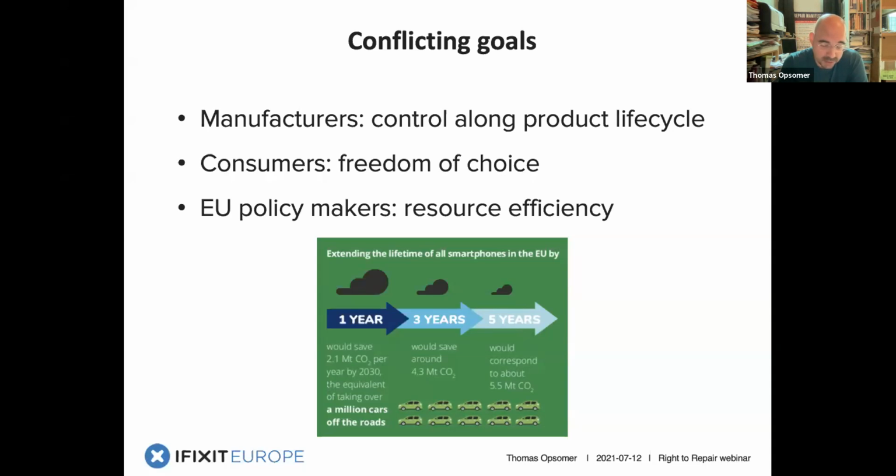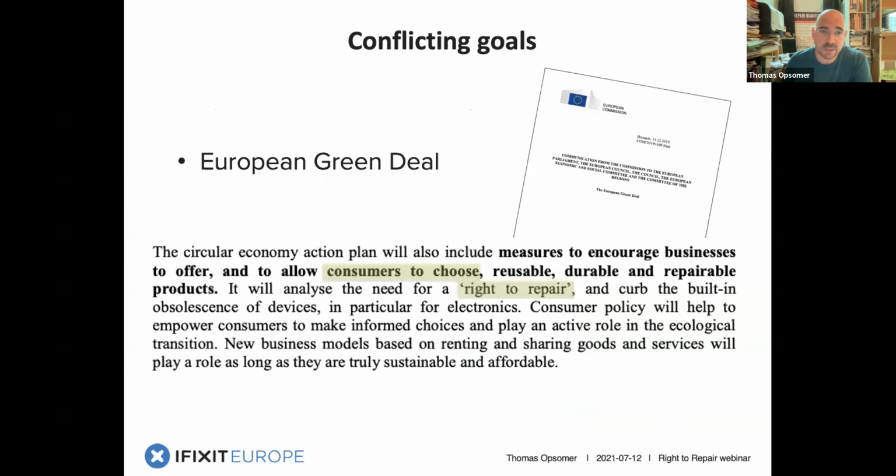And then society at large, I would say, represented here by the EU policymakers, has a definite interest in alleviating climate change, so reducing the footprint of all of these products. It has been stated that extending the lifetime of the smartphones in the EU by just 1 year would be equivalent to CO2 savings of taking 1 million cars off of the roads during a year. So that would be huge. And that is why policymakers are interested in these so-called material efficiency aspects.